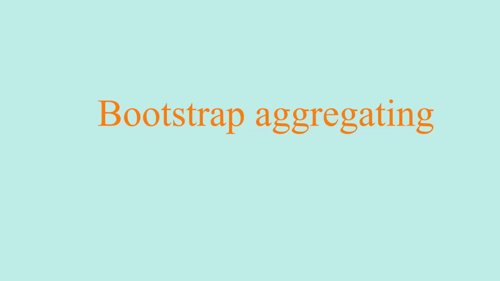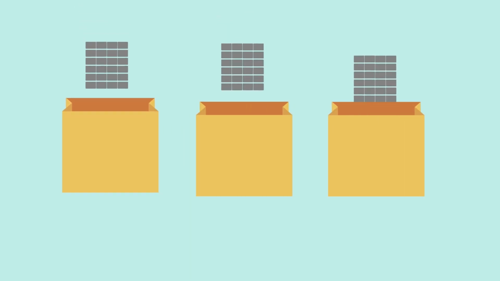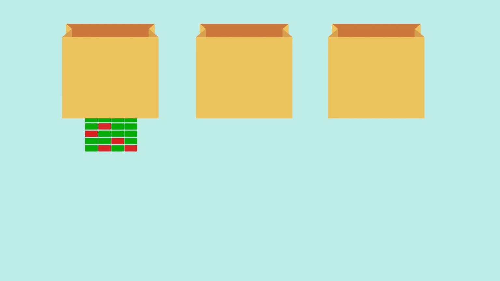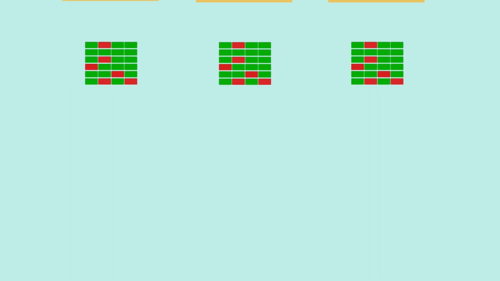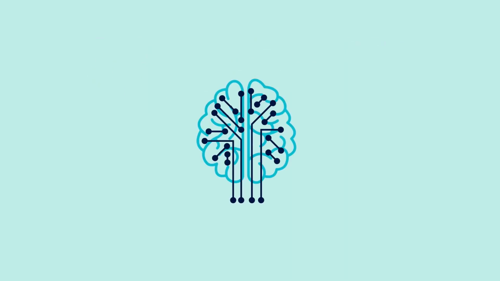Bagging stands for bootstrap aggregating. It involves creating multiple subsets of the training data through random sampling with replacement. Each subset is used to train a separate base model, such as decision trees. The final prediction is obtained by aggregating the predictions of all the base models, typically through majority voting or averaging. The goal of bagging is to reduce variance and improve generalization by averaging over multiple models.